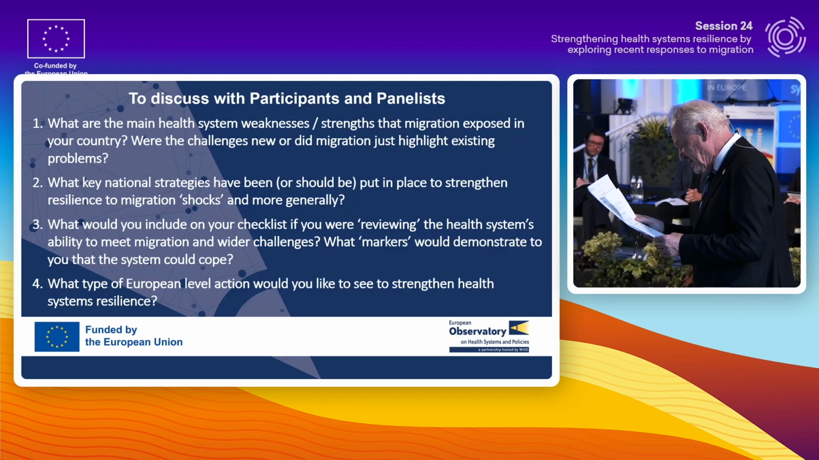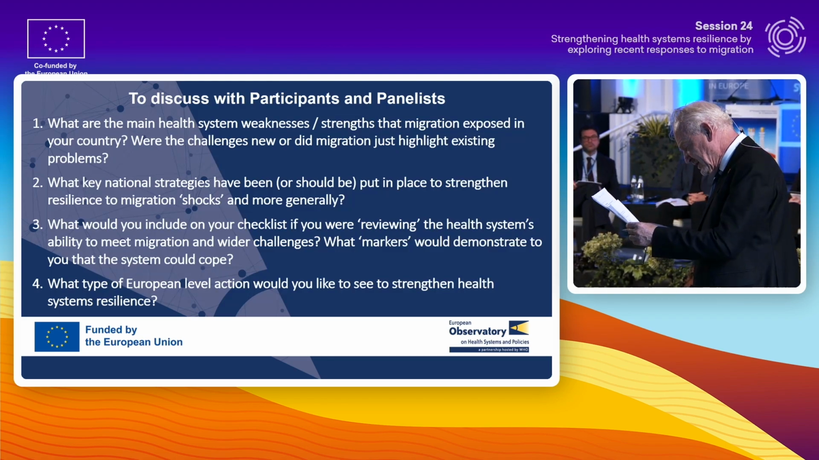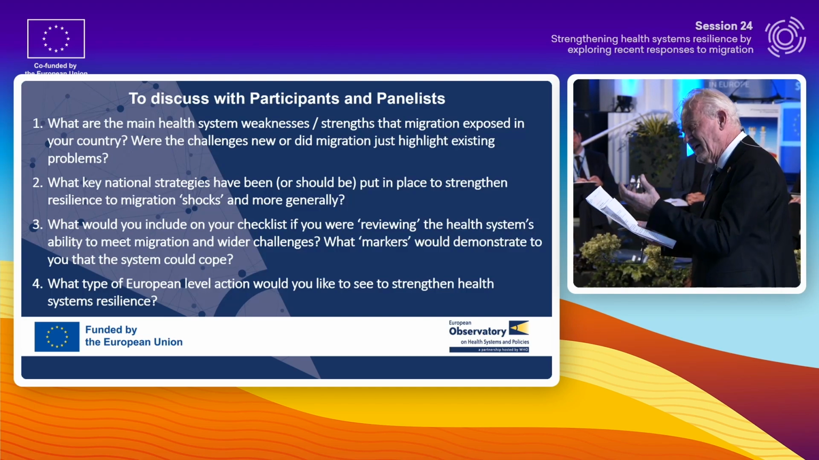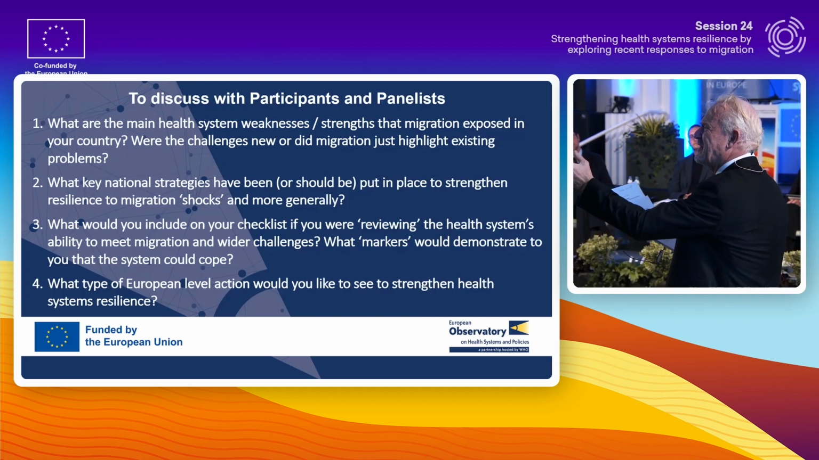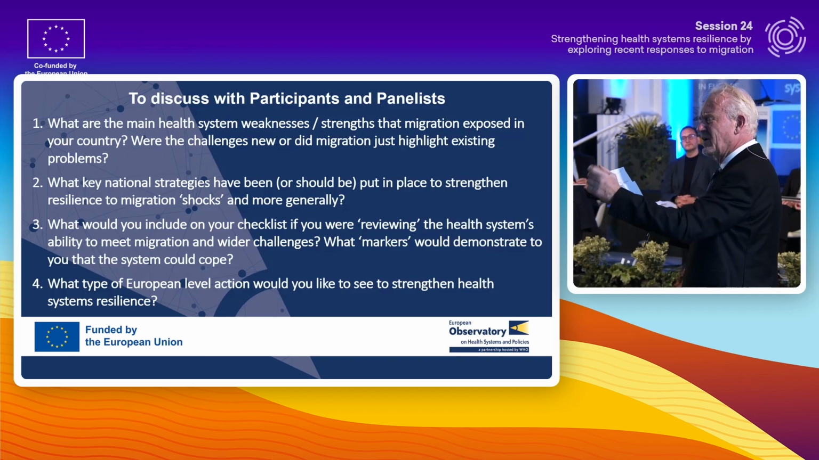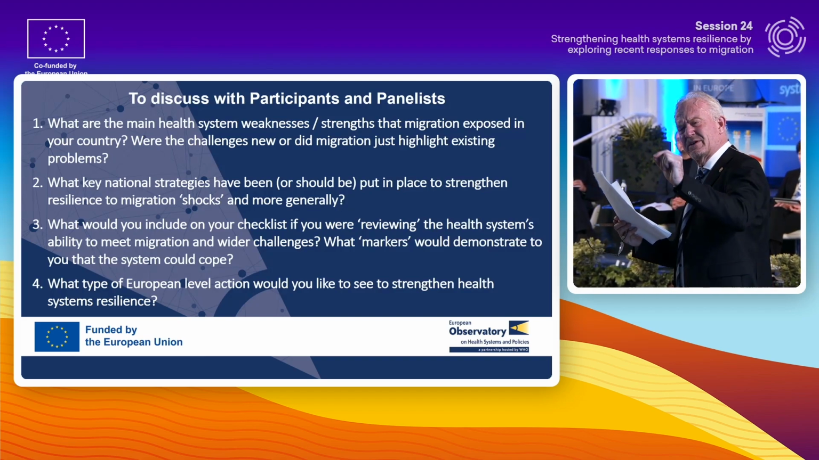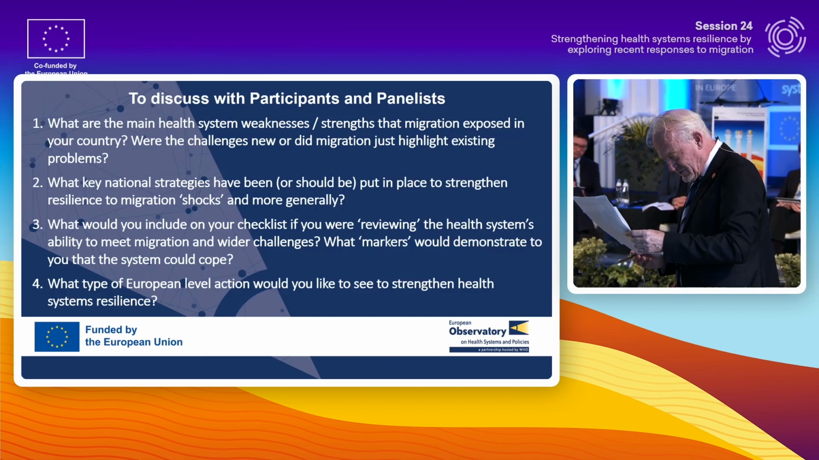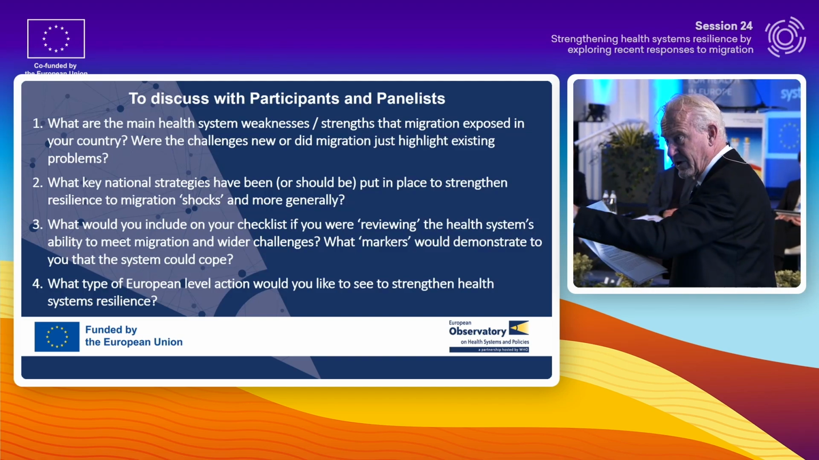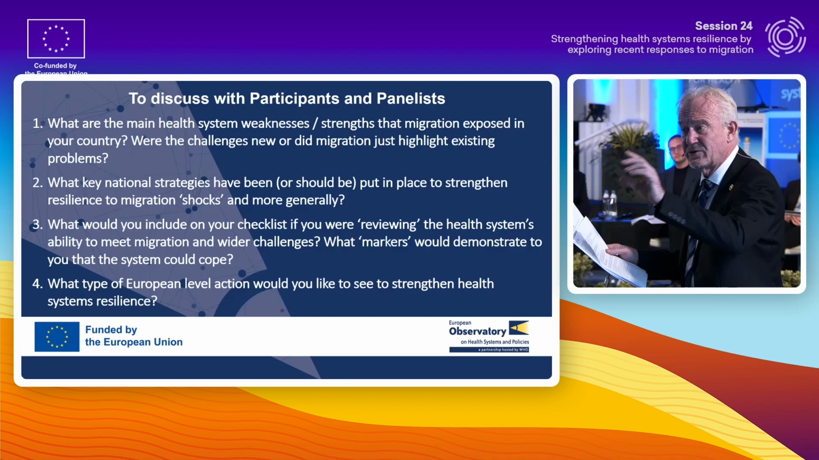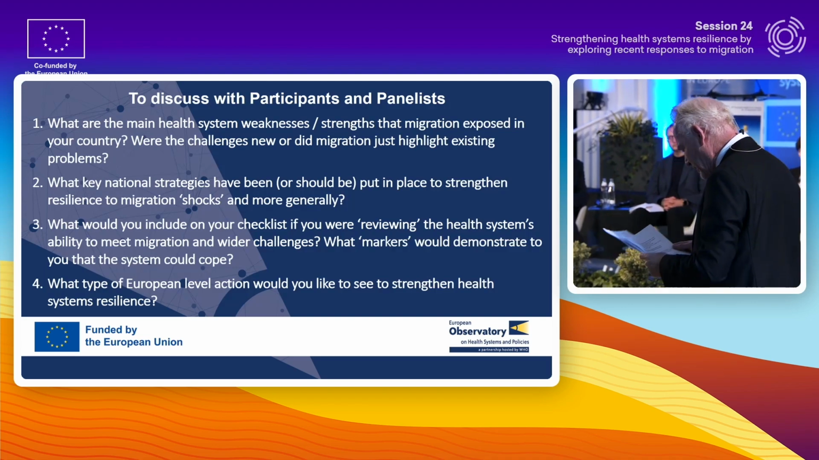What key national strategies have been put in place that we want to learn about? If a country wants to see whether they're prepared for migration or resilient, what kinds of markers would be particularly relevant for migration resilience? And of course, what about the EU level? I'm not going to ask all these questions to you in 10 minutes, but you're going to choose one of these questions in your groups.